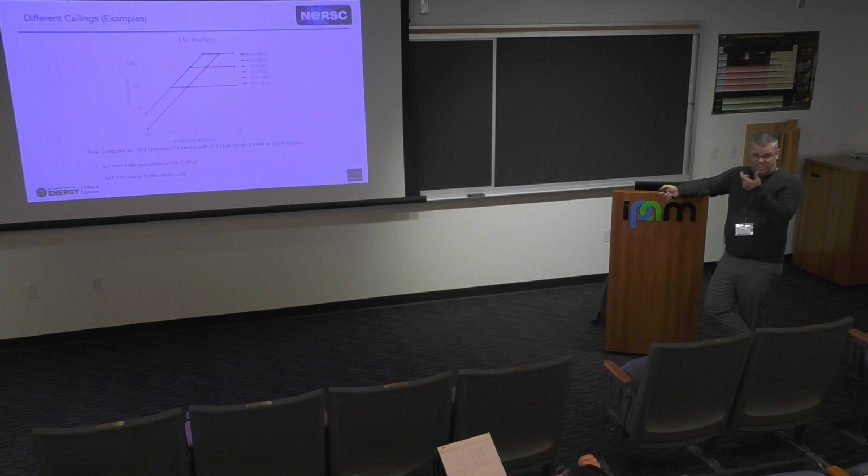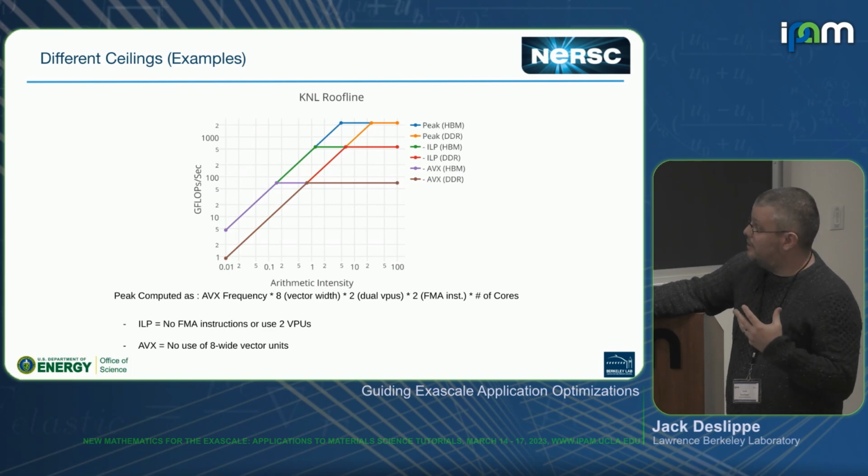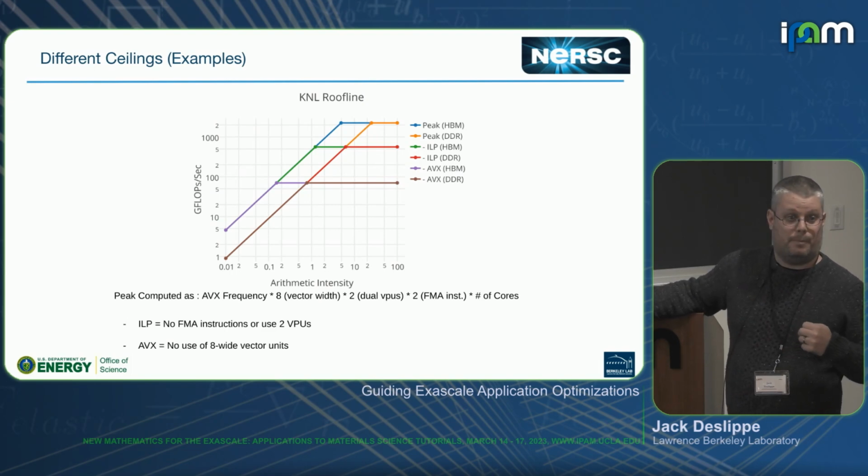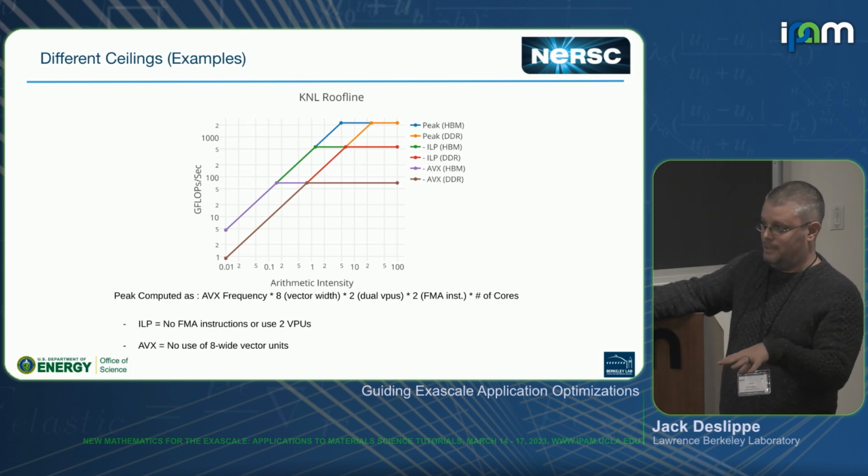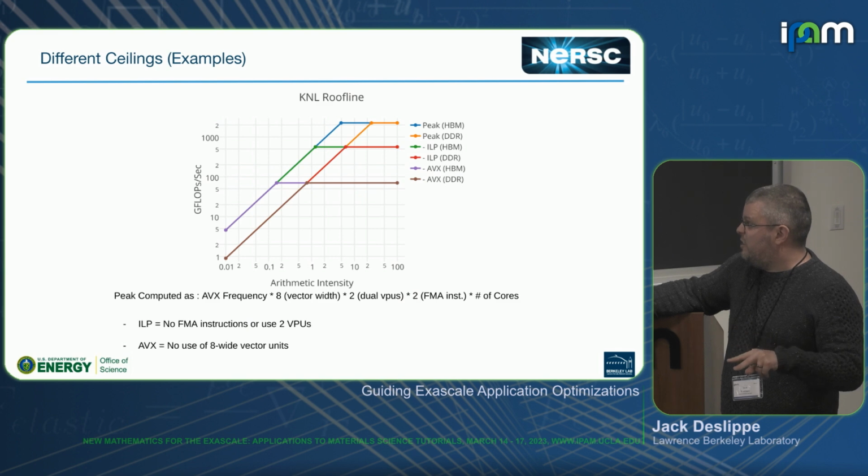But it turns out that in order to get that, you have to do everything right. You have to have nothing but FMA instructions. Every operation you do has to be a multiply and an add at the same time in order to get that. You have to keep both of the VPUs busy. So if you don't do either of those two things, you're already down to this lower ceiling.